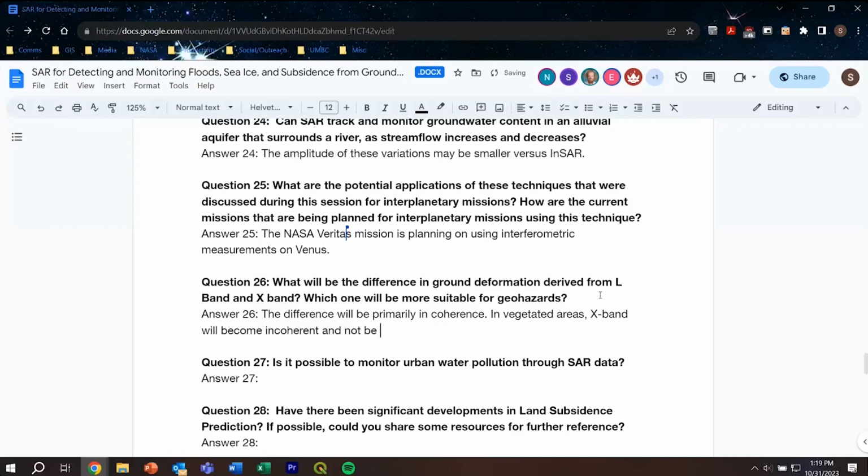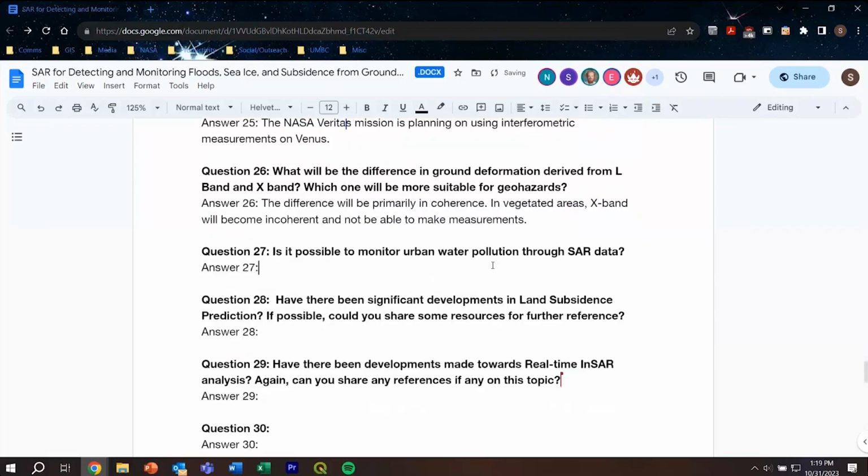Okay, question 27. Is it possible to monitor urban water pollution with SAR data? Water pollution. The SAR data does not penetrate into water, so we can't measure anything about the water quality. Question 28. Have there been significant developments in land subsidence prediction? And if possible, could you share some resources for further reference?